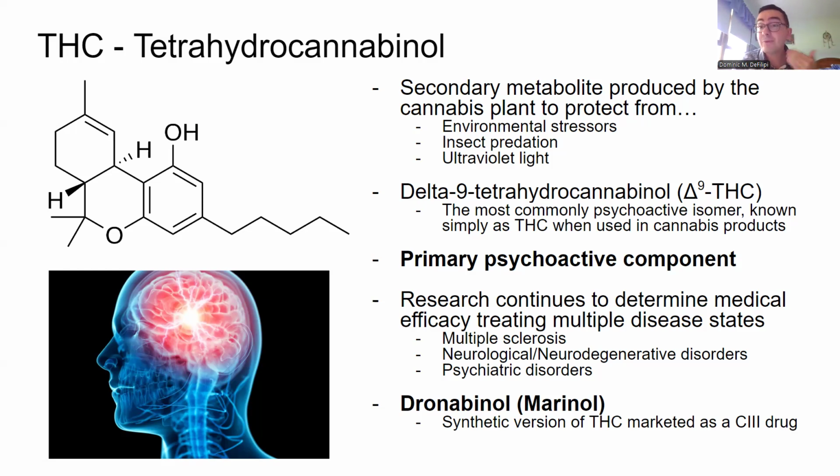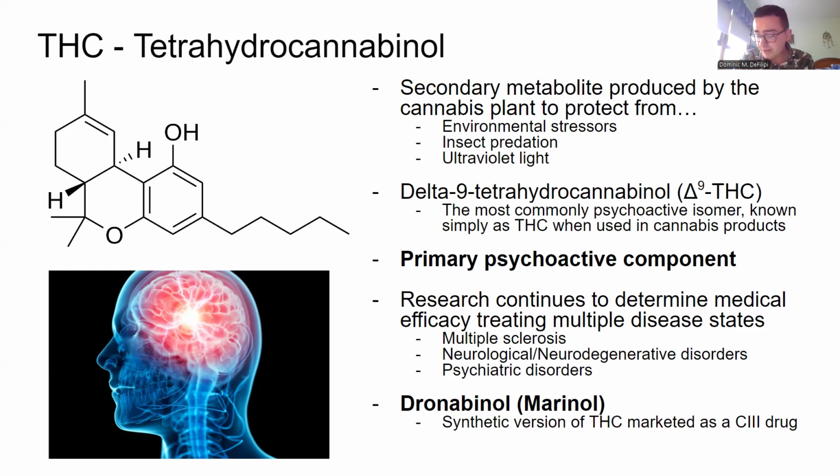It's the most commonly psychoactive isomer, and it's known simply as THC when used in cannabis products. As I mentioned, it's the primary psychoactive component, so it works in the mind, it crosses the blood-brain barrier, and research continues to determine its medical efficacy in treating multiple disease states. There's ongoing research for cannabis in the treatment of multiple sclerosis, neurological and neurodegenerative disorders. Again, it's crossing into the brain, so it makes sense that you would look at brain disorders or neural disorders, as well as psychiatric disorders.